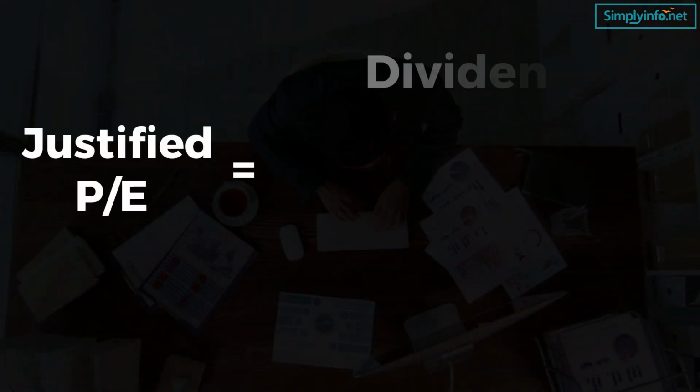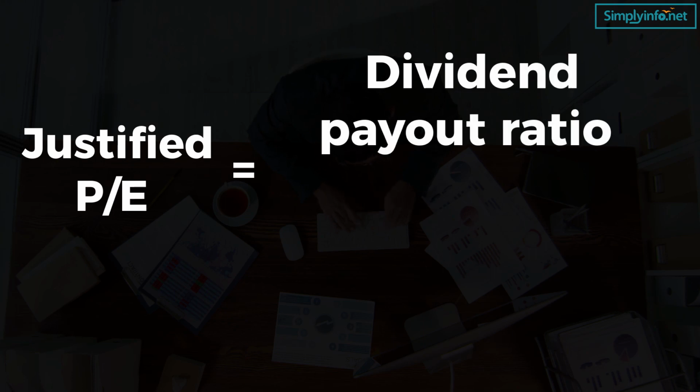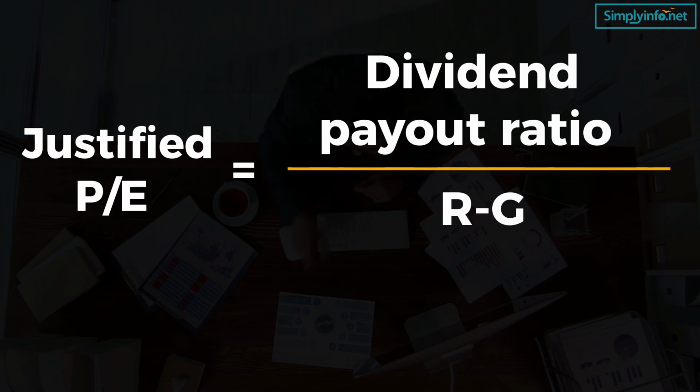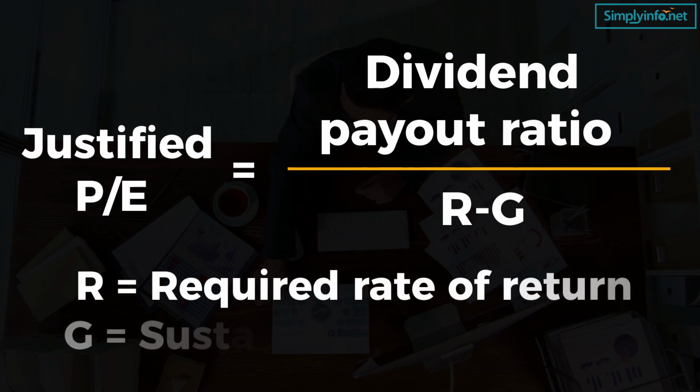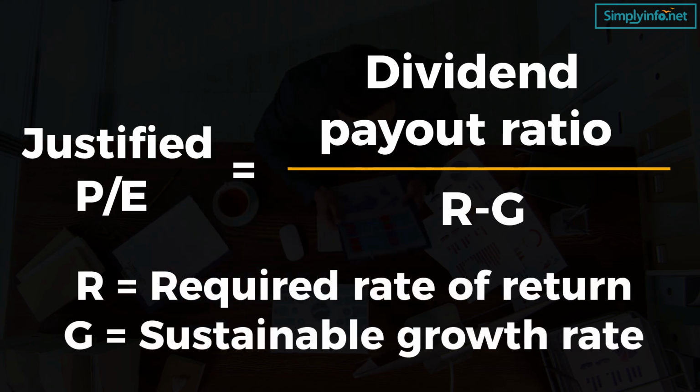Justified PE is equal to dividend payout ratio divided by R minus G, where R is equal to required rate of return, G is equal to sustainable growth rate.